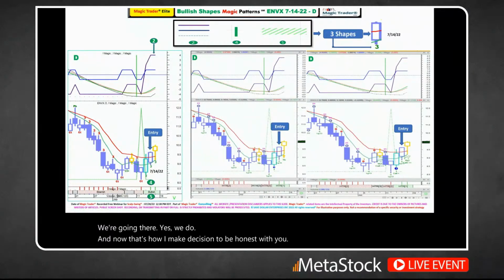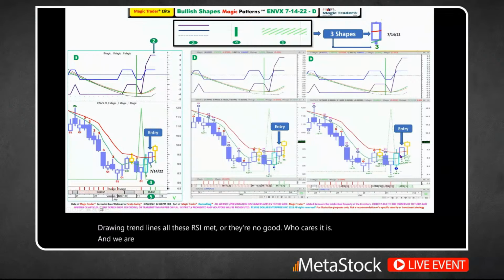And I don't have to worry about drawing trend lines, all this RSI, or they're no good. Who cares? We are not using that. So we figured it out based on risk, right? So this is the simplest way. And this is currently where we're going in the future.